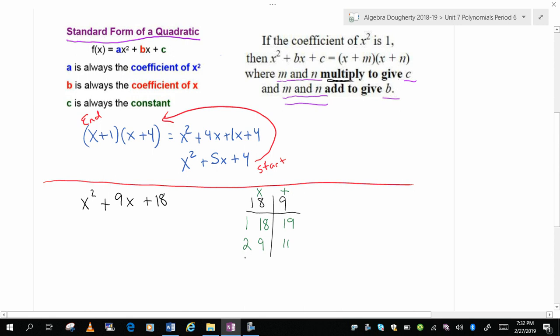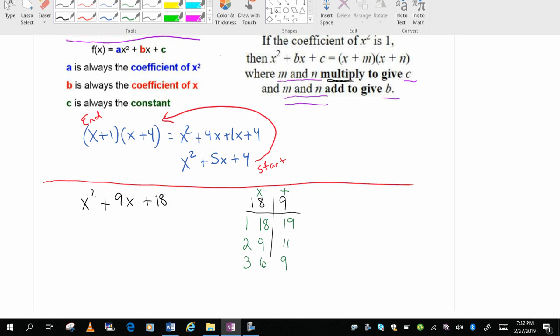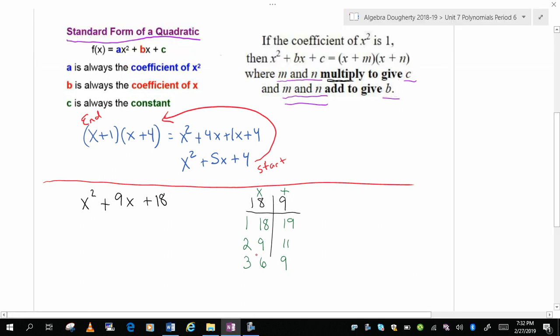Does 3 go into 18? Well, 3 goes in 6 times. 3 plus 6 is 9. It looks like I've found my answer because 3 plus 6 adds up to 9. This means I can factor this as x plus 3 times x plus 6.